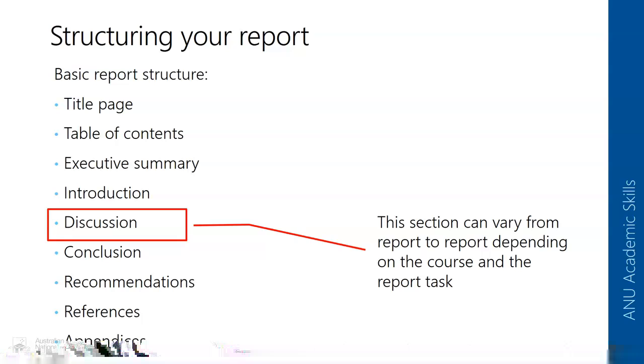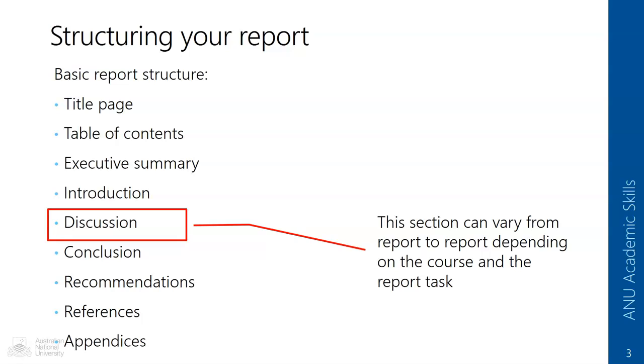The introduction provides the aim, scope, and background. It also previews the report structure. You may or may not have a section called discussion, and ultimately the discussion section or the body of the report presents the key findings and analyzes those findings. The conclusion provides a summary of the main findings and conclusions based on these findings.